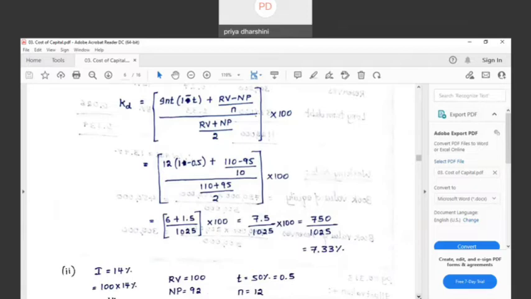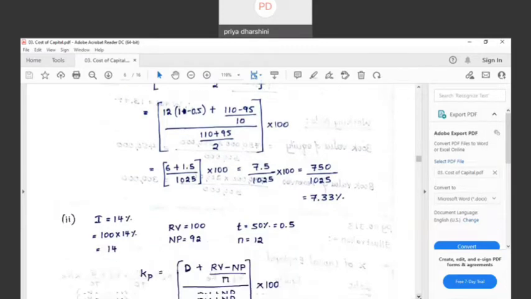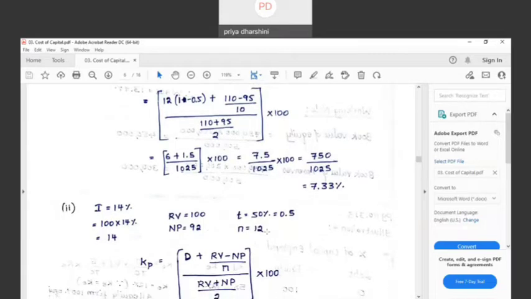Right. Coming to the second part of the same question. Y Limited issued preference shares of face value of 100 each, carrying 14% dividend. It realizes 92 per share. The shares are repayable after 12 years at par. So this is preference shares, so it is dividend, not I. This is D. How much is D? It is 14% on face value of 100 rupees, which is 14 rupees. Redemption value: it is redeemable at par after 12 years, so redemption value is 100.